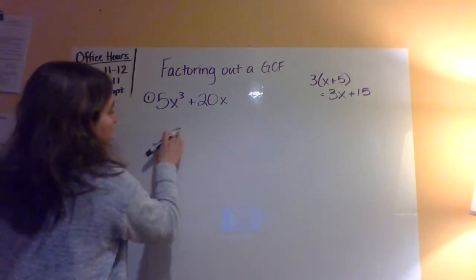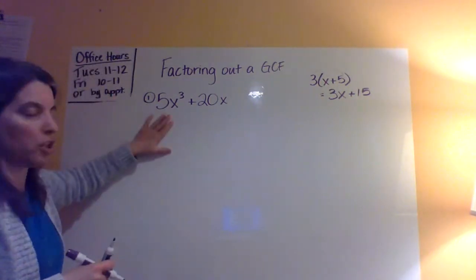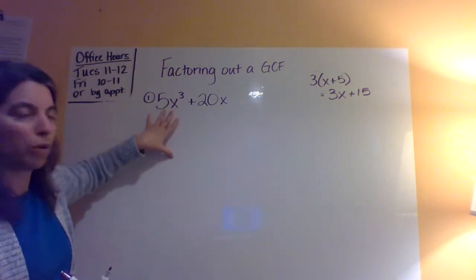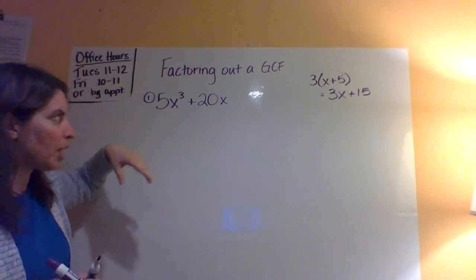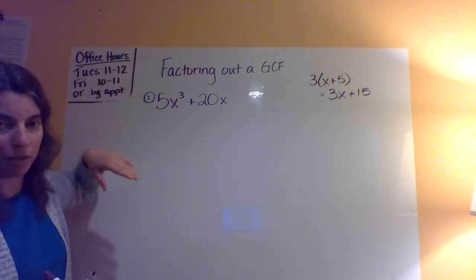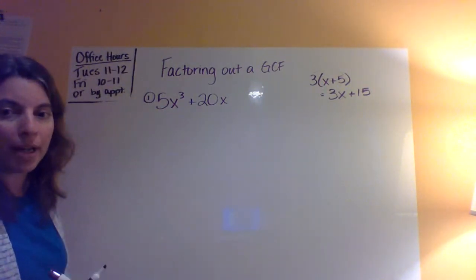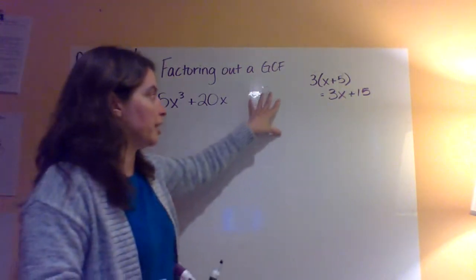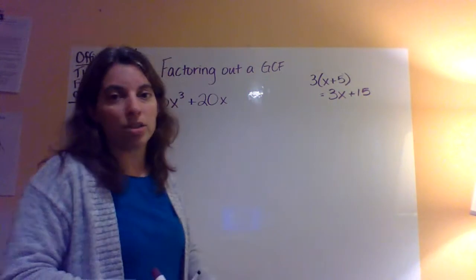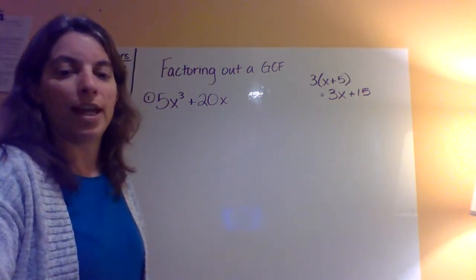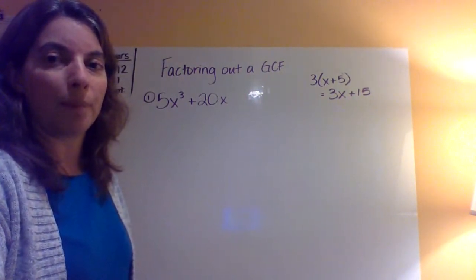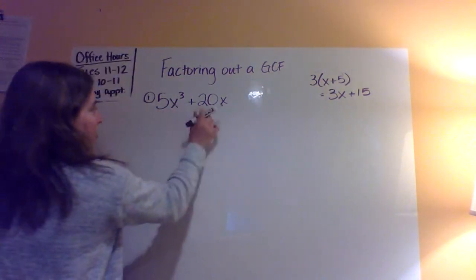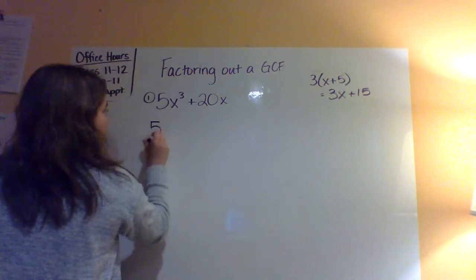So the better you feel about your multiplication facts, the more comfortable you are with them, the easier this part will be to just look at it and see what goes into 5 and what goes into 20. If you're not sure about it, then you can always do what we did from the first page and just list all the factors of 5, list all the factors of 20, look for the biggest one that they have in common. Okay, that's fine also. All right, so if we look at these, 5 and 20, what they have in common is 5.